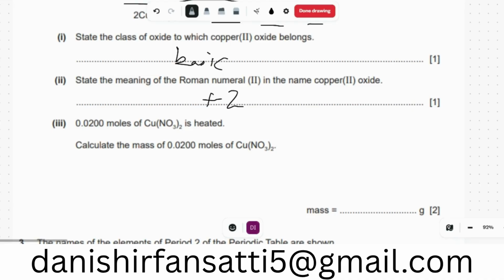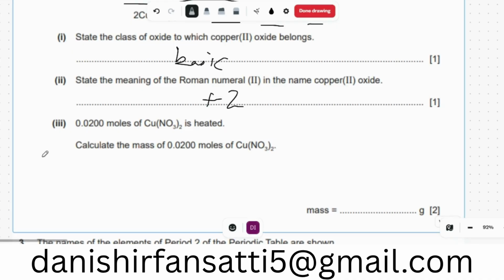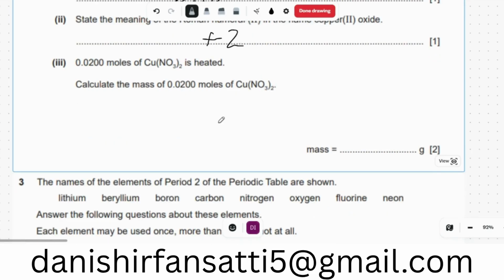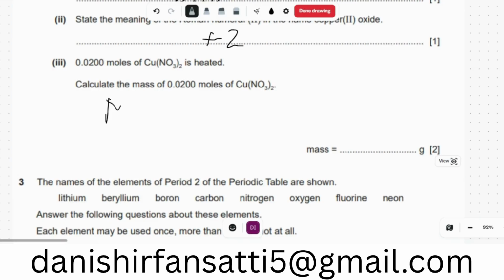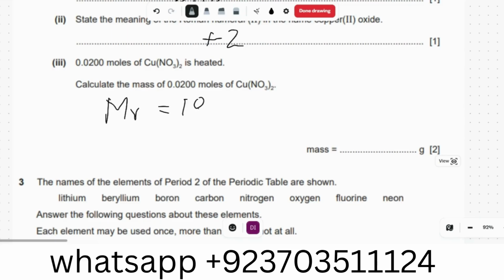next part is: 0.02 moles of Cu(NO3)2 is heated. Calculate the mass of 0.02 moles of Cu(NO3)2. So first we will calculate the Mr of Cu(NO3)2. So the Mr of Cu(NO3)2 is 188. I have already calculated it.